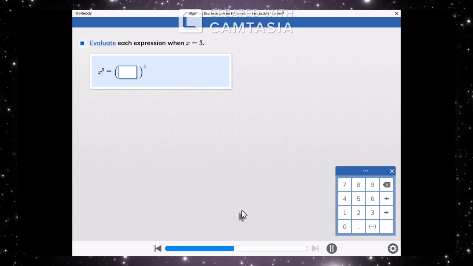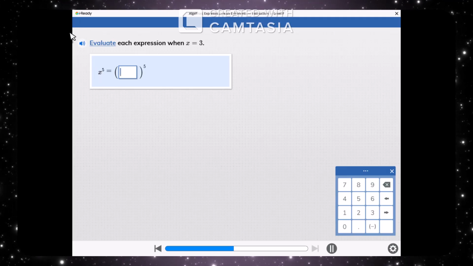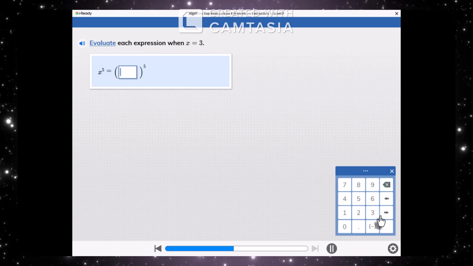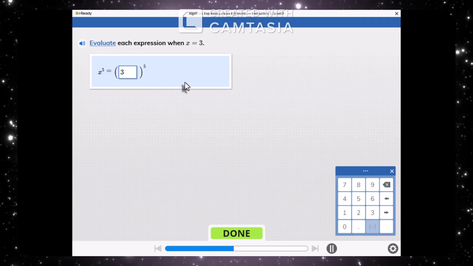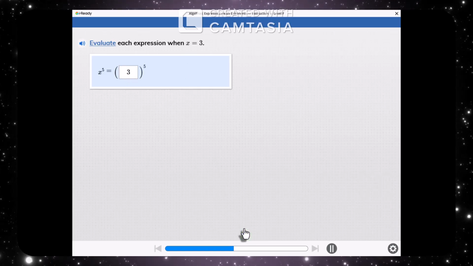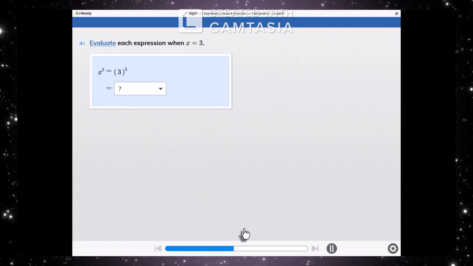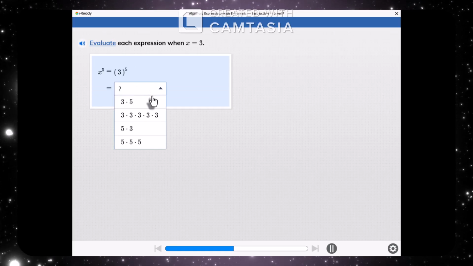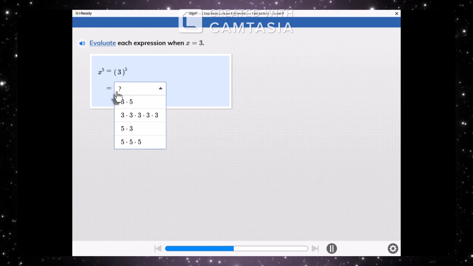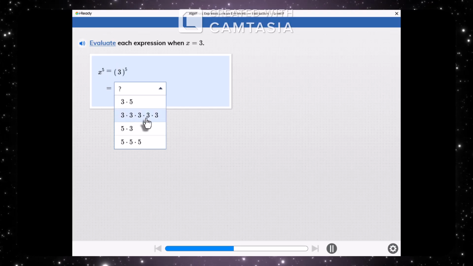Evaluate each expression when x equals 3. x to the 5 is equal to 3 to the 5, because x equals 3. Write the power as a product. Okay, so 3 used as a factor 5 times: 1, 2, 3, 4, 5.